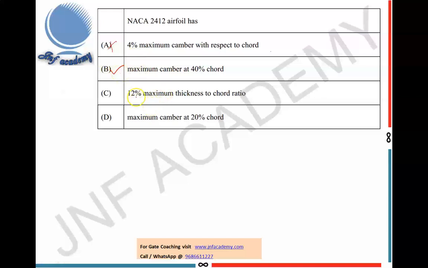Then C says 12% maximum thickness to chord ratio. That's also right, because the last two digits tell you the maximum thickness of the airfoil relative to the chord. So 12% is also right. D says maximum camber occurred at 20%. But maximum camber occurs at 40% because of the second digit, so D is also not right. So B and C are right.